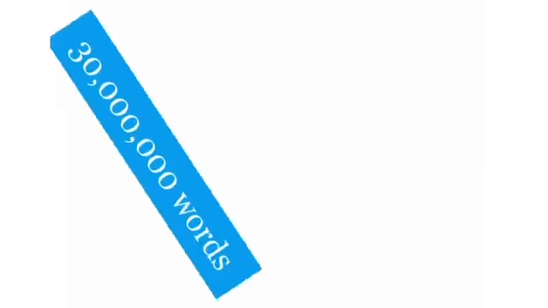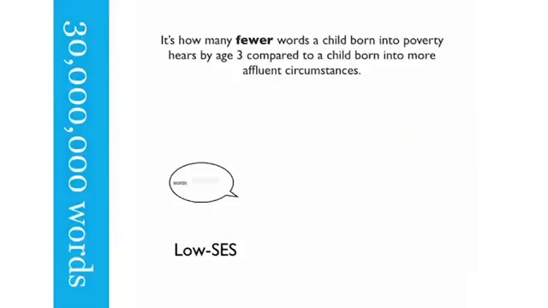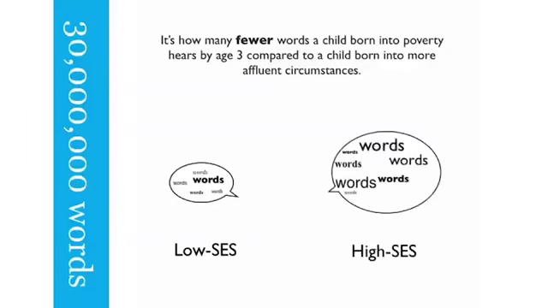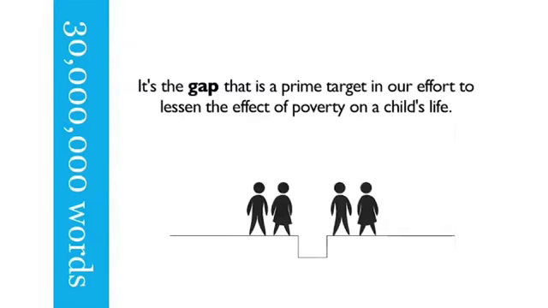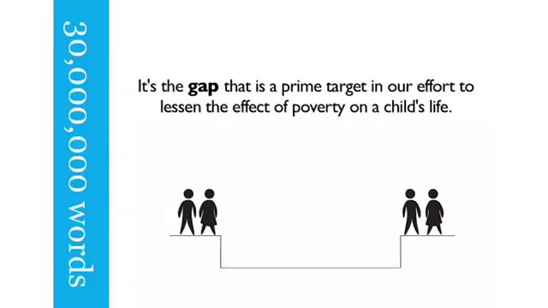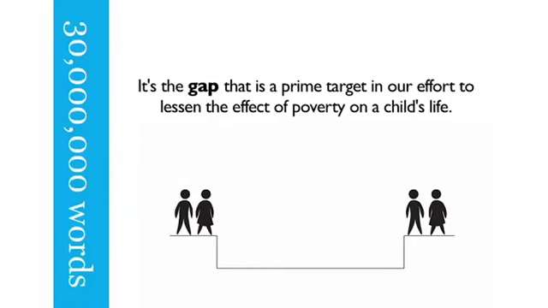30 million words. It's how many fewer words a child born into poverty hears by age 3 compared to a child born into more affluent circumstances. It's the disparity in early language environments of children, one that has a profound impact on their IQ, school performance, and future. It's the gap that is a prime target in our effort to lessen the effect of poverty on a child's life. At the University of Chicago, we're working to close this gap with the 30 Million Words Project.